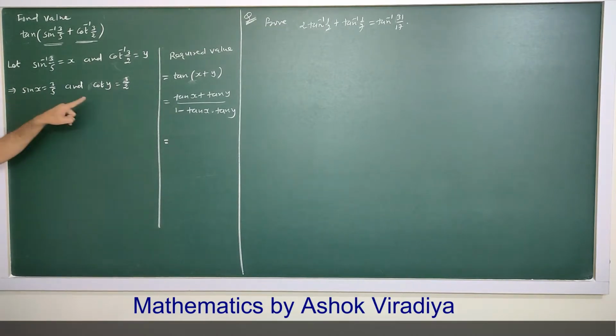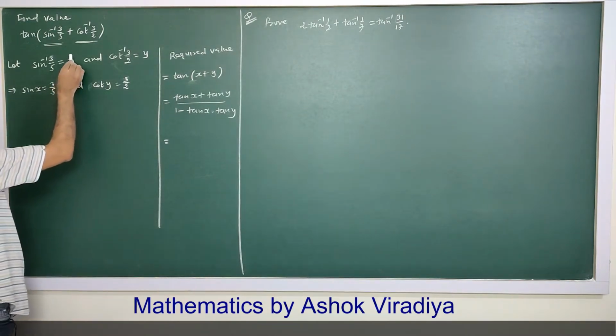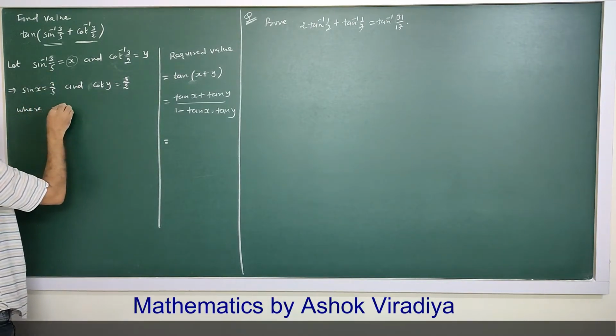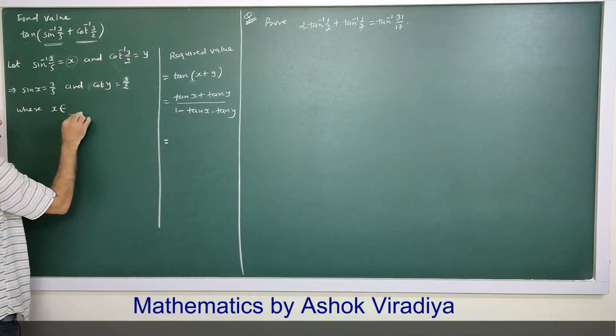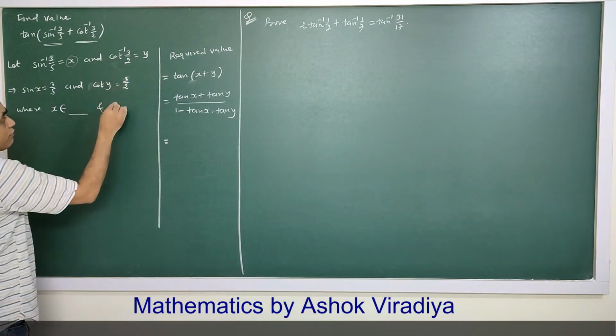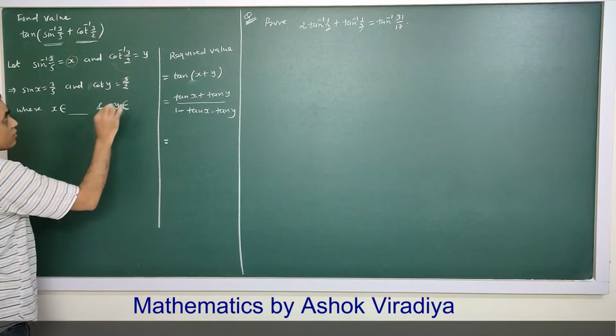So sin x is obtained, cot y is obtained. Now look, here x is the output when sine inverse works on a positive number. So we are checking in which interval the value of x lies, and in which interval the value of y belongs.